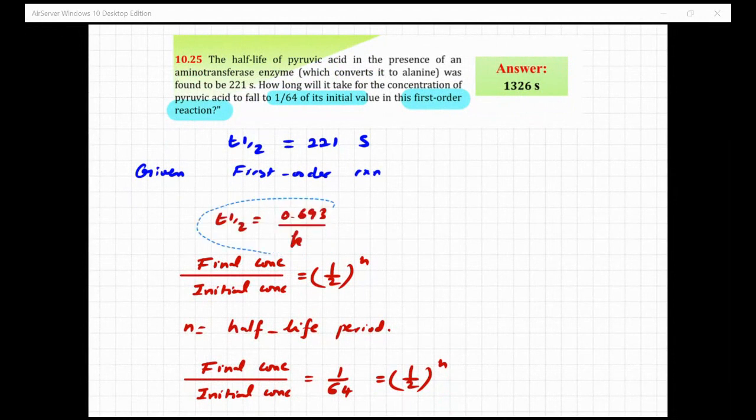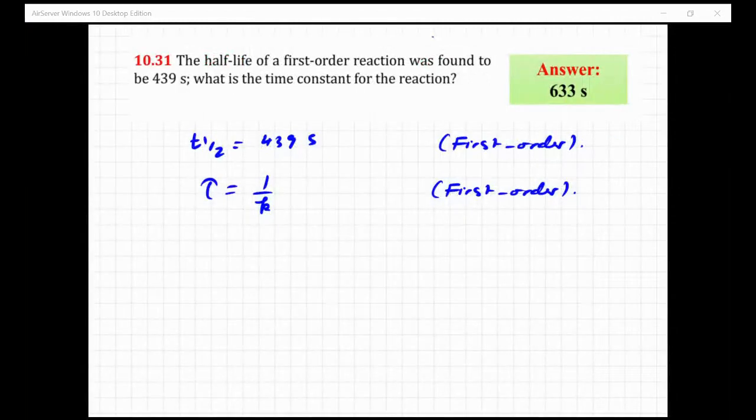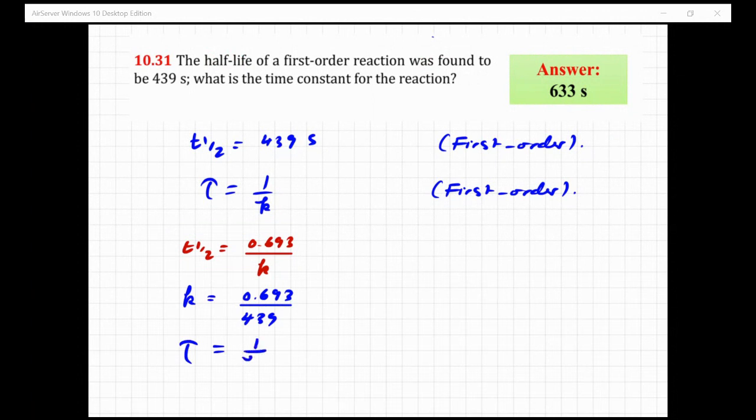For first order reactions, we already know that k t half is equal to 0.693. So I will be able to calculate k. k will be equal to 0.693 divided by 439. That will give me the k. When I know the k, I can calculate tau, which is equal to 1 over k. So this is easy.